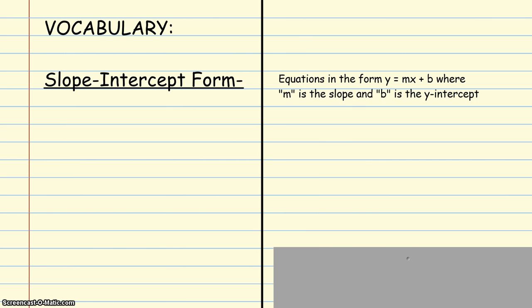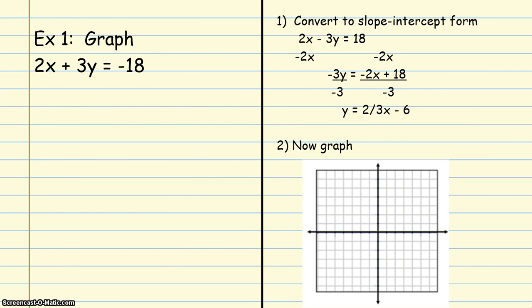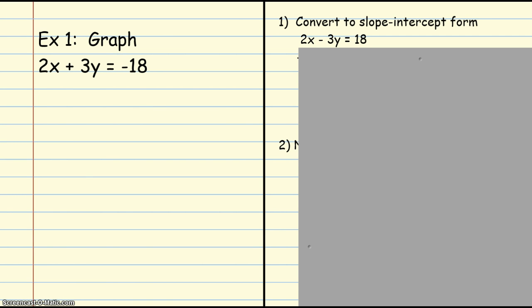All right, let's go ahead and get to our first example. We are going to graph 2x plus 3y equals negative 18. I forgot to have my screen in there so you can't see it all. However, we can't graph this just yet because the y isn't by itself, so we don't know what the slope and y-intercept is. So we need to get the y all by itself.